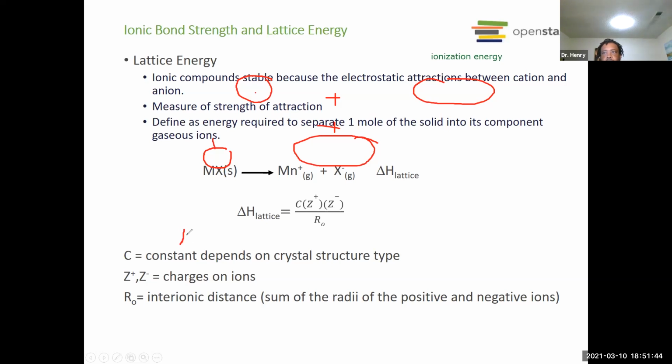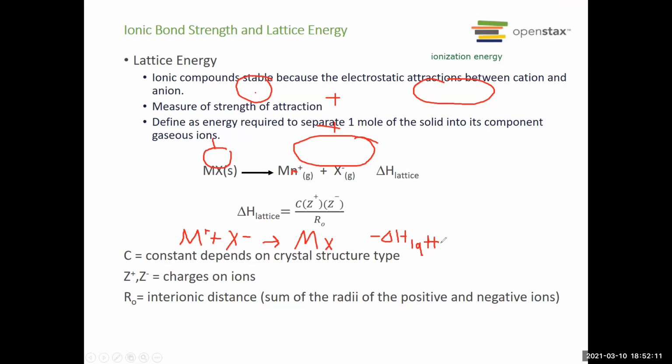So we're going from M+ and X- to make MX. And so that would be minus delta H lattice, because you're flipping the equation. Does that make sense? Yeah. Kind of, yeah. Okay. Yes.